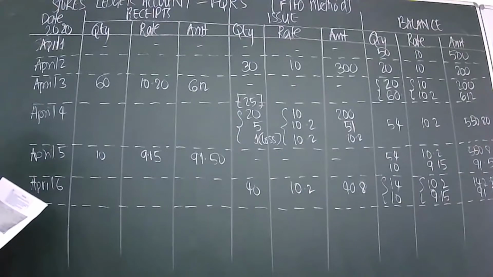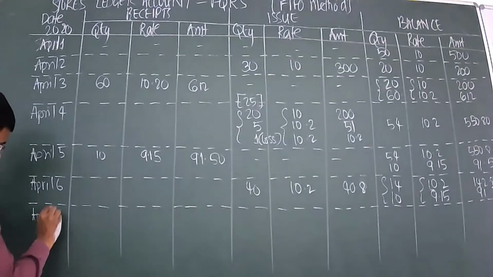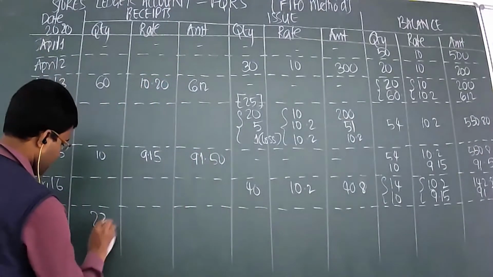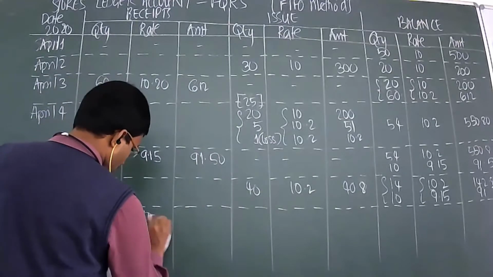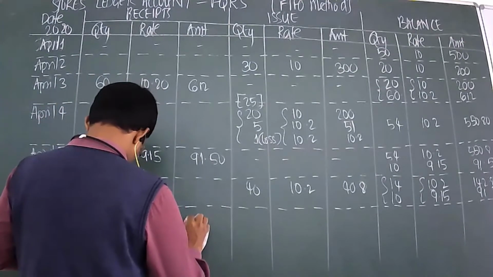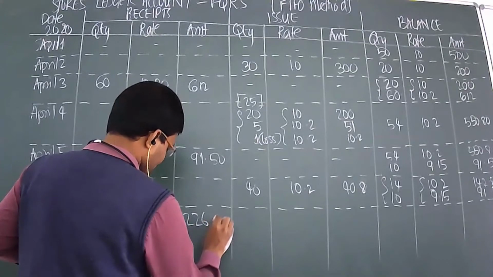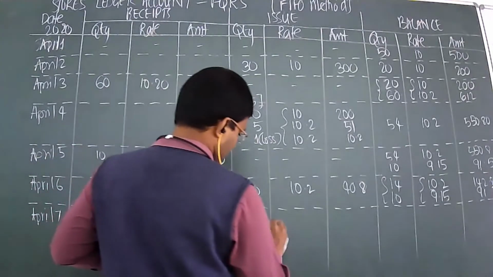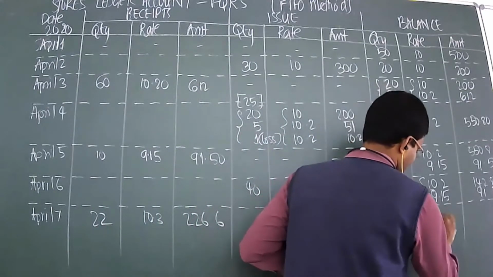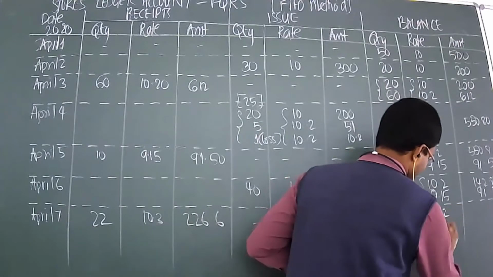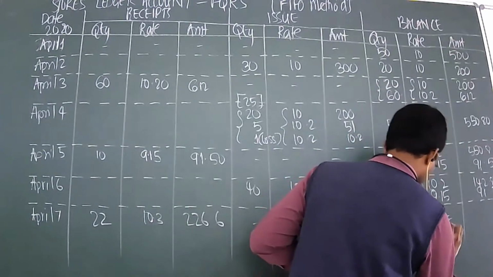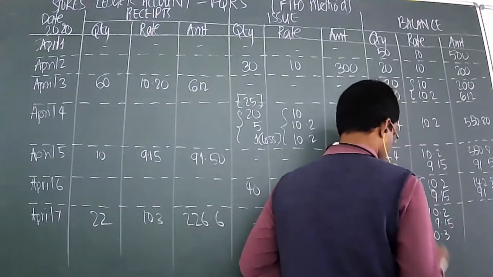April 7th, you have your next transaction. April 7th, you have received 22 tons. So you're receiving, and this was received at 10.3. When you work out the calculation, the total amount works out to be 226.6. Now let's record the balance. Now you have 3 batches of item lying in your godown. 14 that was bought at 10.2, 10 that you bought at 9.15, and 22 that was bought at 10.3.